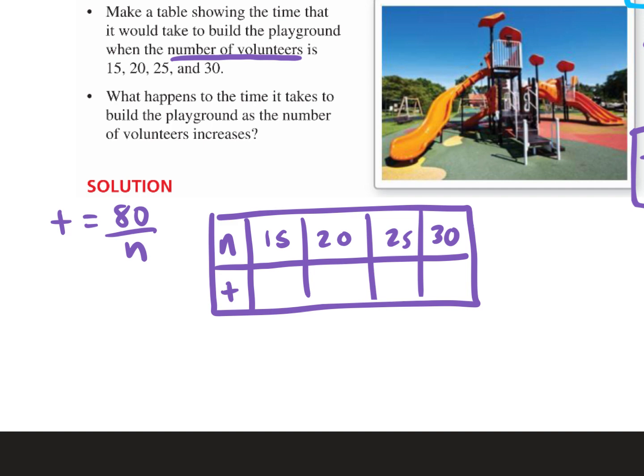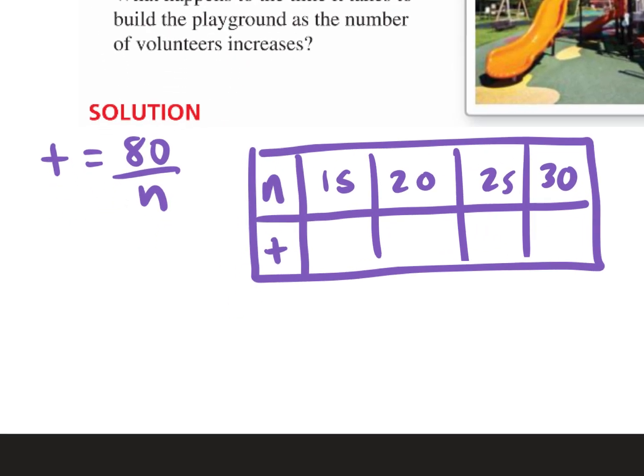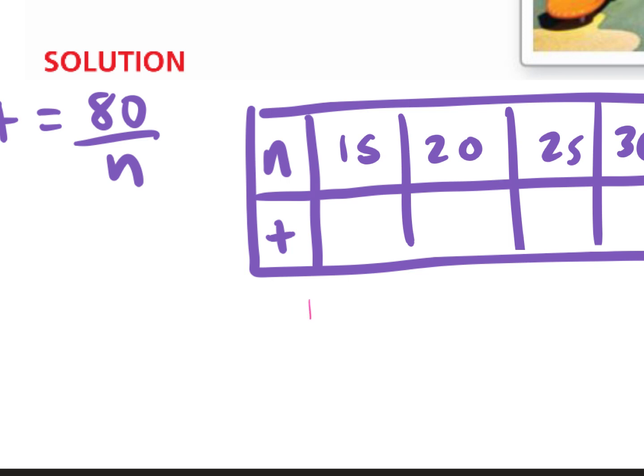So if n is 15, how do you think I find t when n is 15? Plug it into the formula. Perfect. So here, this would be t is equal to 80 over 15. What's 80 divided by 15? 5.3. We're going to do the same thing but with 20 now. So t is equal to 80 divided by 20. What's 80 divided by 20? 4.